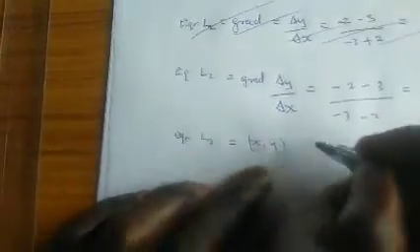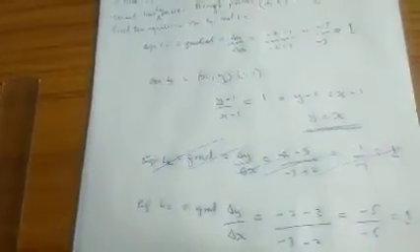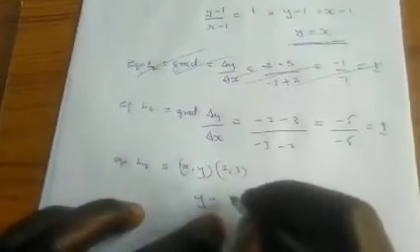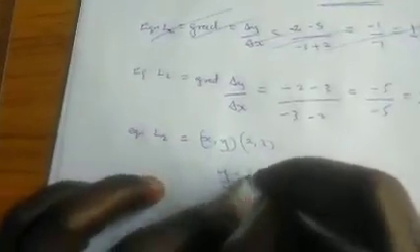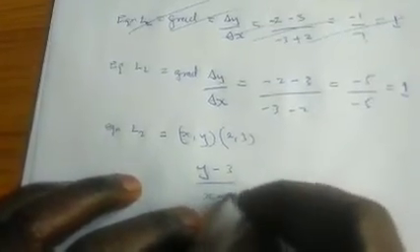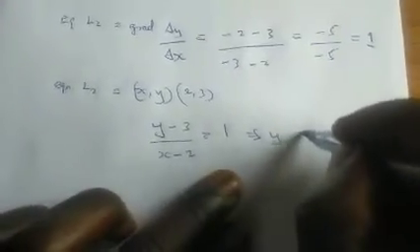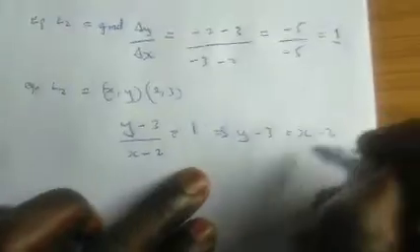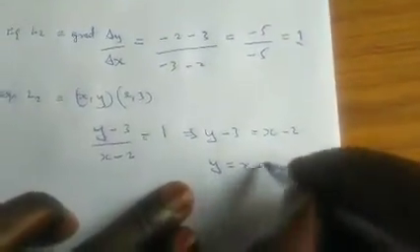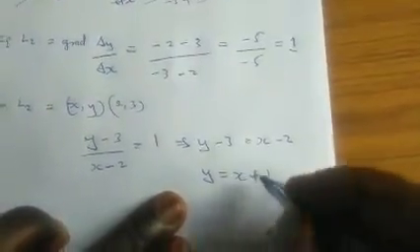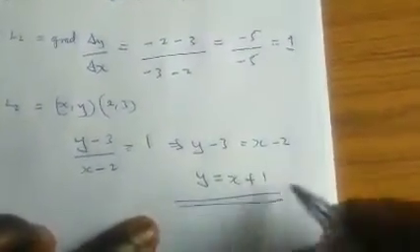Now what will be the equation of the line L2? The equation will be: take a general point (x, y) and one of the given points, which is (2, 3). Then the gradient, y minus 3 over x minus 2, should be equal to 1, and therefore y minus 3 is equal to x minus 2, and therefore y is equal to x plus 1. So that is the equation of this line.